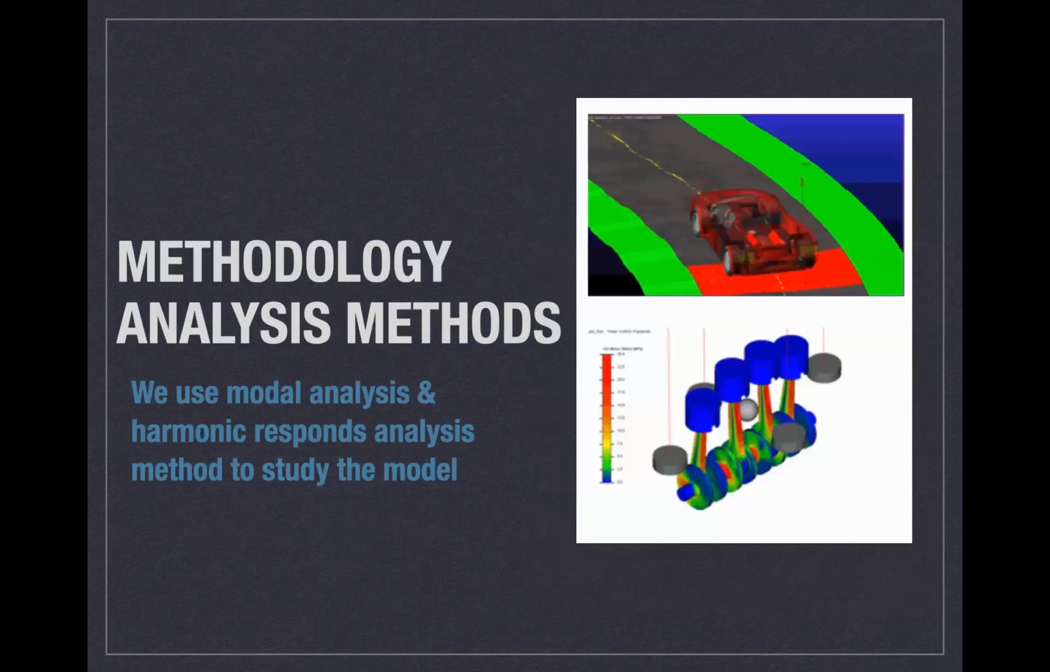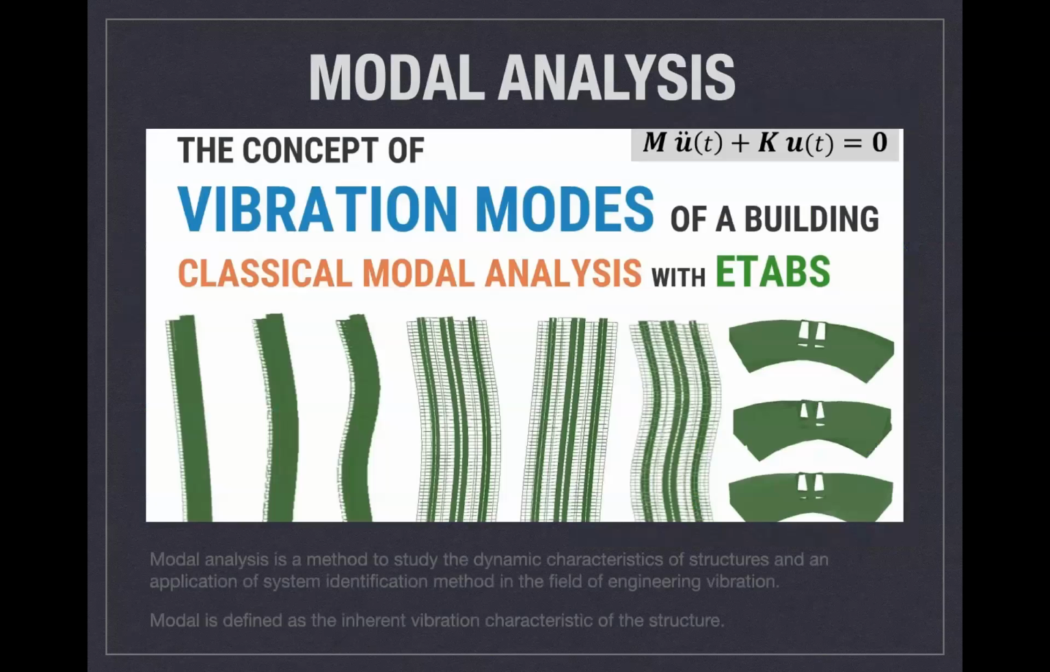In this methodology part, I want to introduce some technical methods that we use to study this model. Generally speaking, we use modal analysis as well as harmonic response analysis to study our model of the Shanghai Tower. Modal analysis is a method to study the dynamic characteristics of a structure, and here a mode is defined as an inherent vibration characteristic.